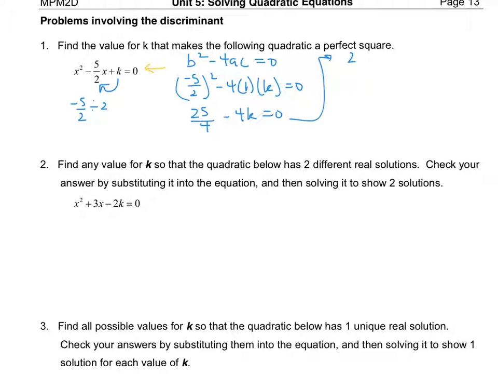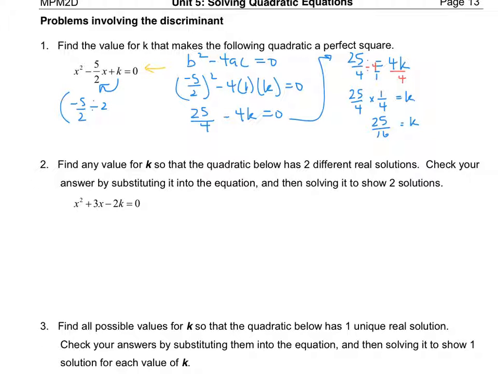That tells me then that 25 over 4 is equal to 4k, because I'm adding 4k to both sides. And then I'm going to divide both sides by 4 so that I can get k by itself. If I have 25 quarters, dividing by 4, that's really 4 over 1. That's going to times by 1 quarter. That'll equal k, and we get 25 over 16 would be my k value.